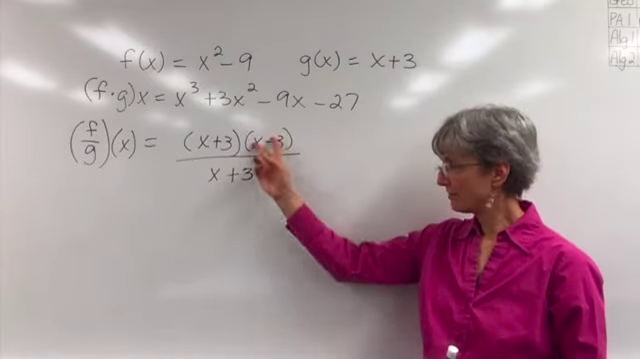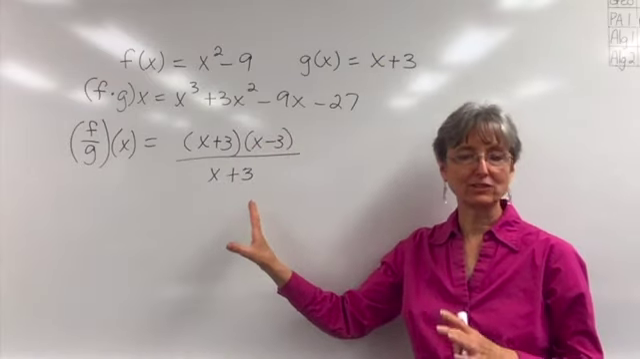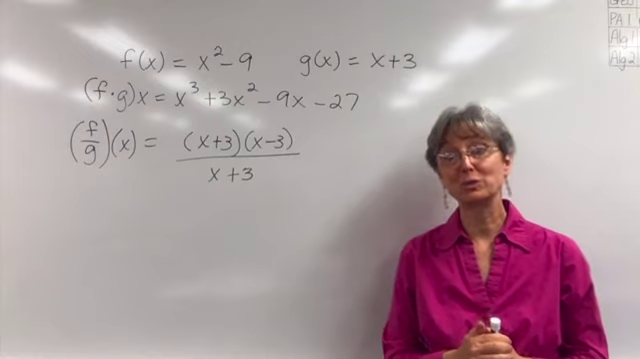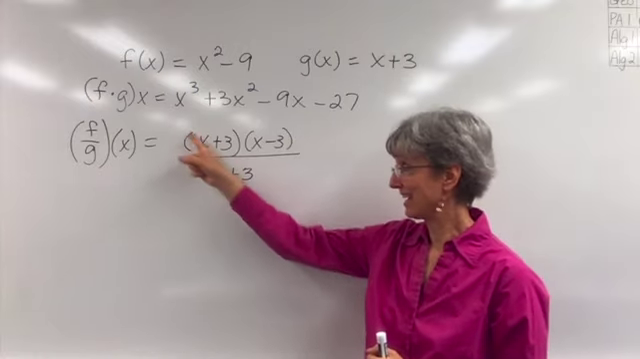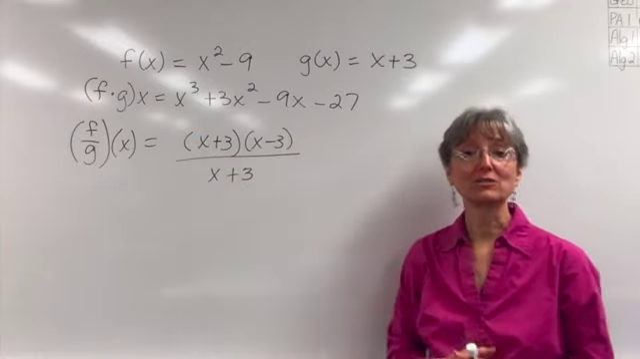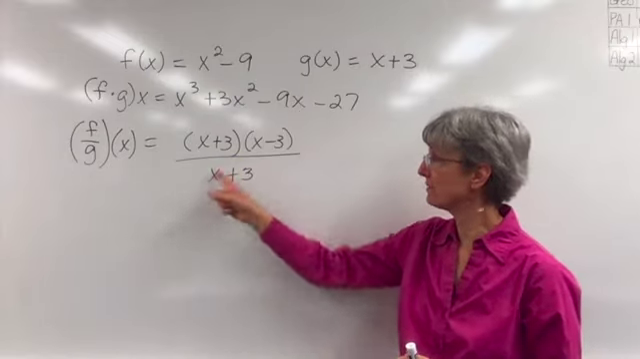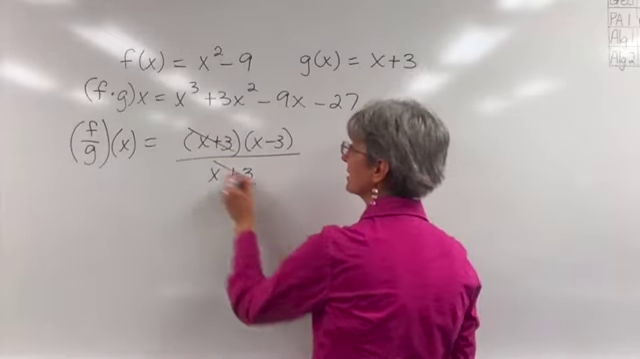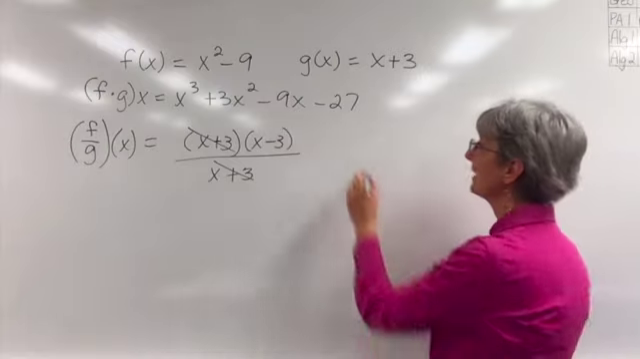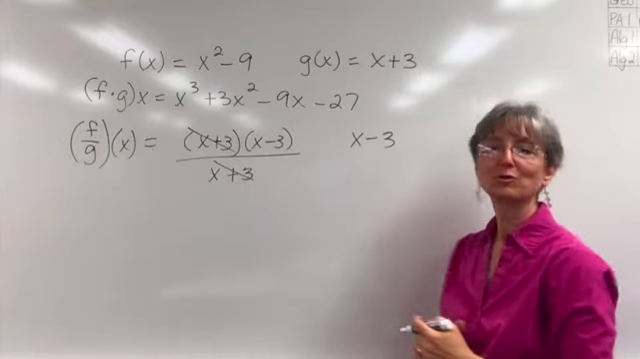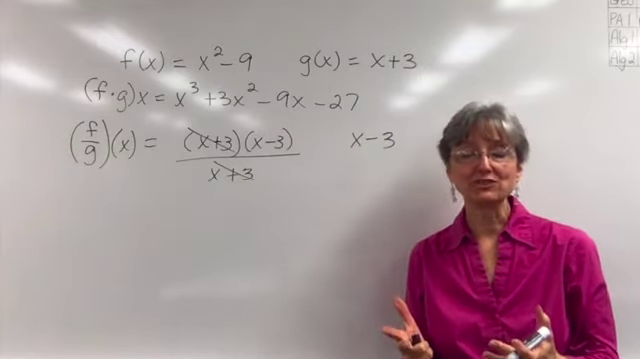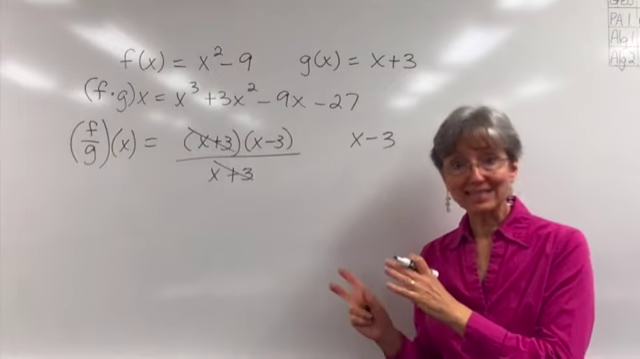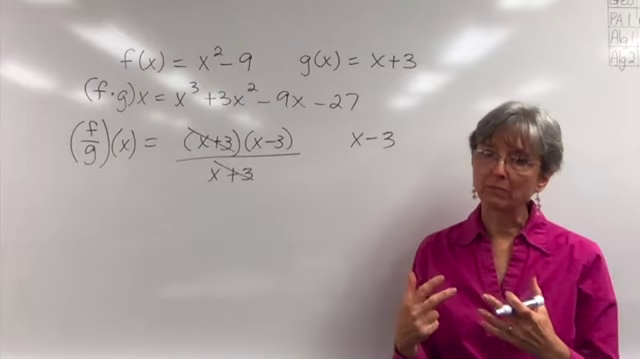So here's f of x over g of x in factored simplified form, and hopefully you can see that I can cross cancel, or not cross cancel, just simplify by canceling out my x plus 3's. So my final answer is x minus 3, and that's my answer. The last section though is, what about my domain?